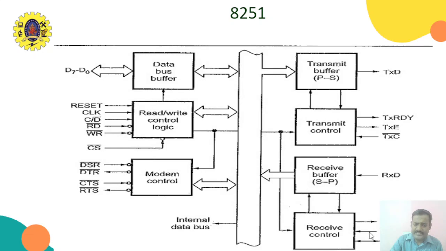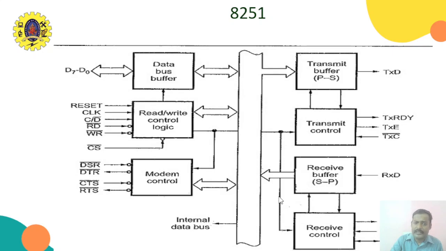Look at the receiver side block. This is the receive buffer. Whatever data is received serially will be stored in this receive buffer. This is the RXD line. The data will be received and stored here. Once it receives all 8 bits, the data will be copied to the data bus buffer. Look at this, these are the receive control signals: RXRDY, that is receiver ready, RXC, the receiver clock, and SYNDET, the synchronous detect. These are used for the receiver.